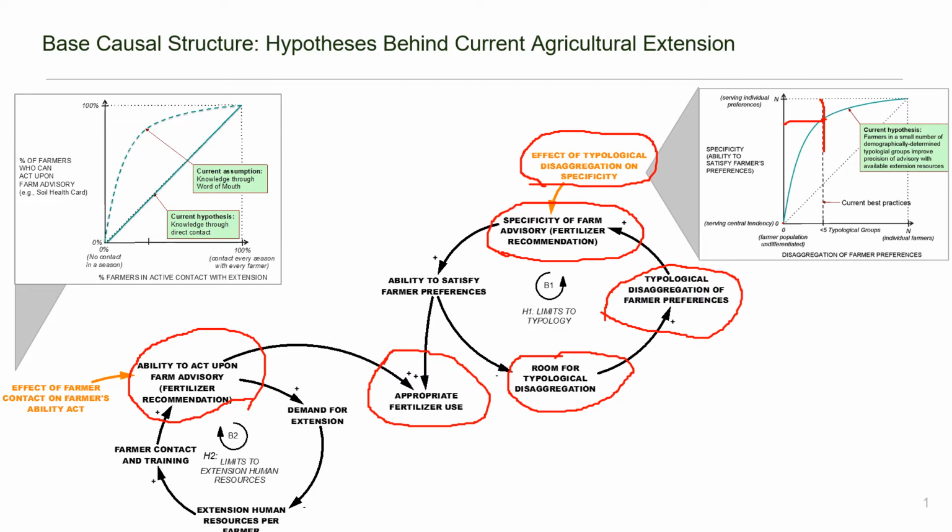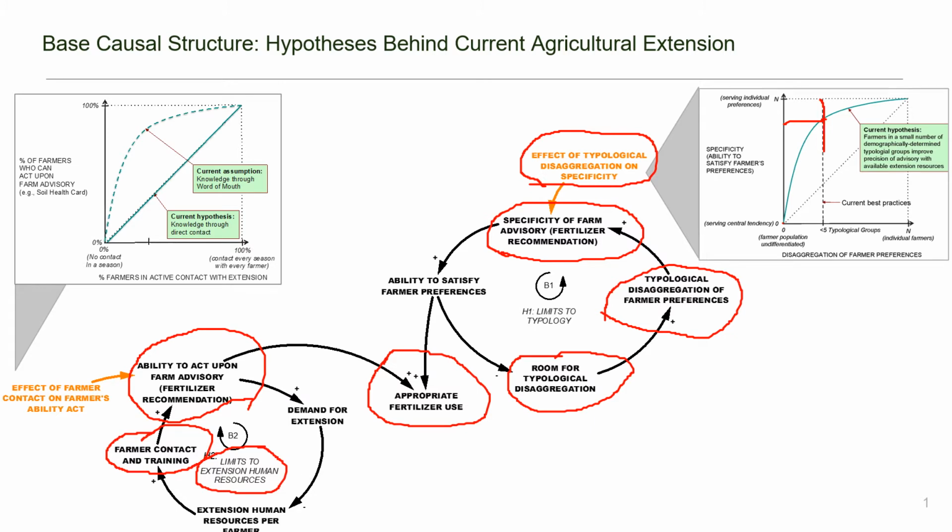The second hypothesis is that as more and more farmers come in contact with agricultural extension and get trained, their ability to act upon recommendation goes higher. Now, this obviously creates more demand for such good agricultural extension, and that induces another balancing structure because the resources are finite and the amount of extension resources per farmer reaches a floor below which the extension becomes defunct. So this also is a balancing structure which we can call the limits to extension.